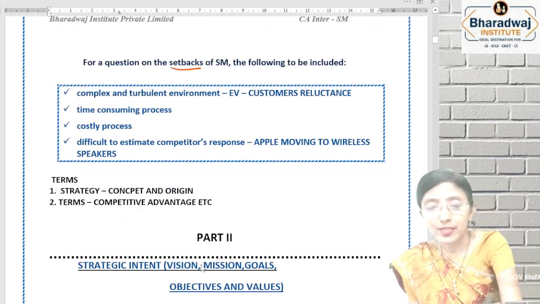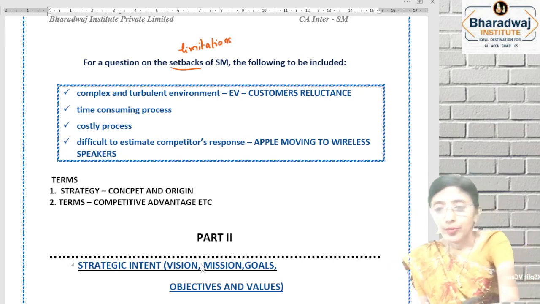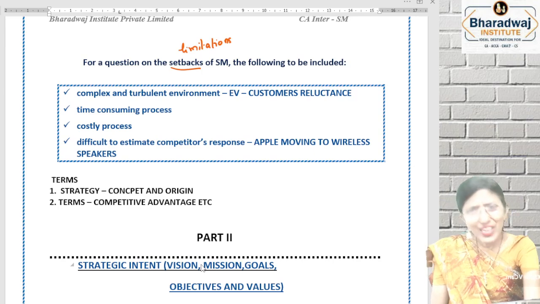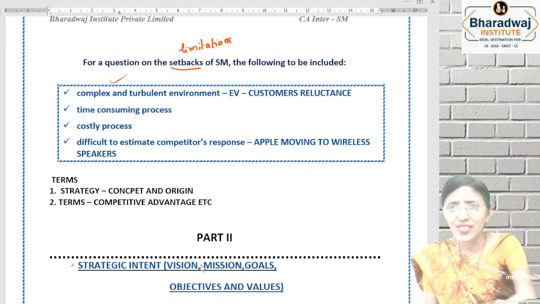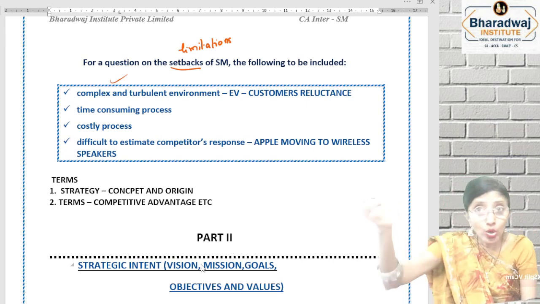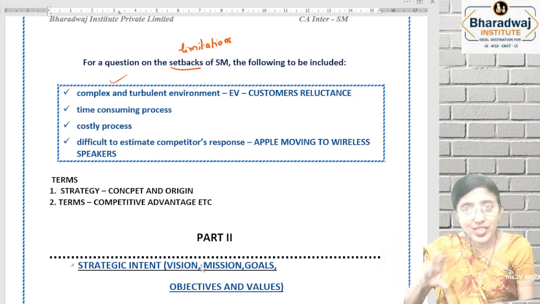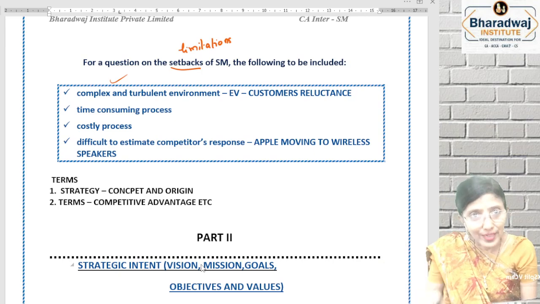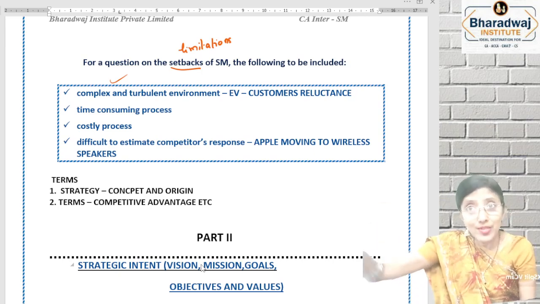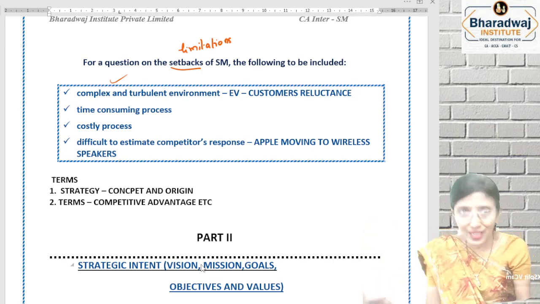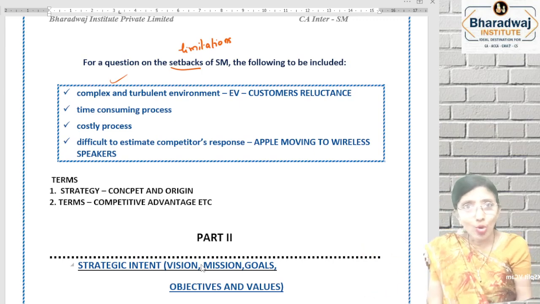Now, setbacks, limitations. Four important limitations are given. One is, can we have a strategy when the environment is so complex and turbulent, with ups and downs? You do not know what the rival will respond. What is a strategy, my dear students? Strategy is a complex plan formulated taking into account the moves and counter moves of the rivals. You should know what the rival is going to do. But can we know that? So many rivals are there.